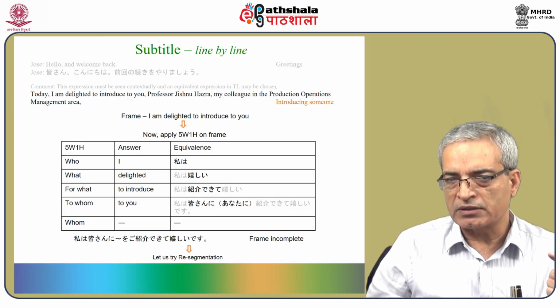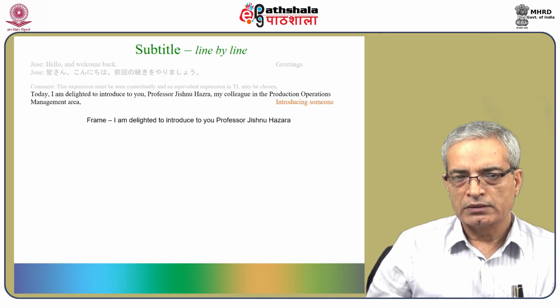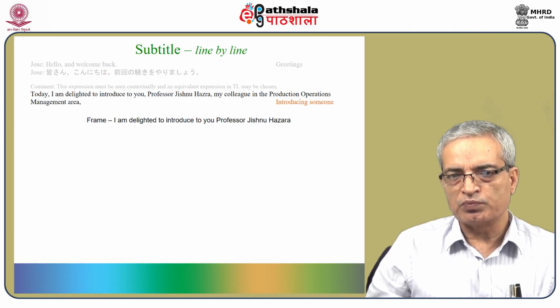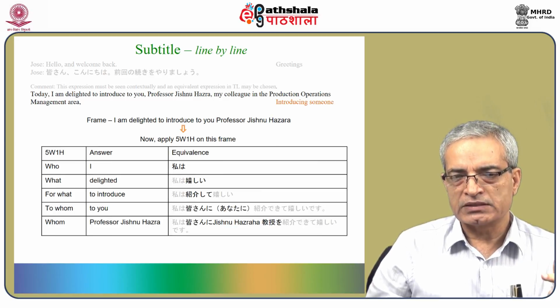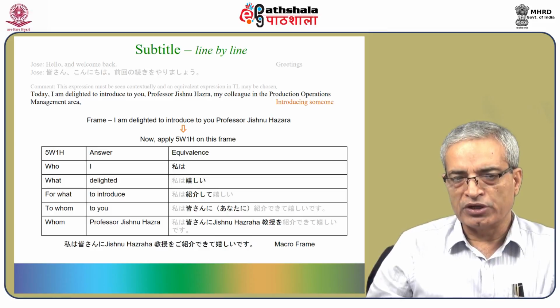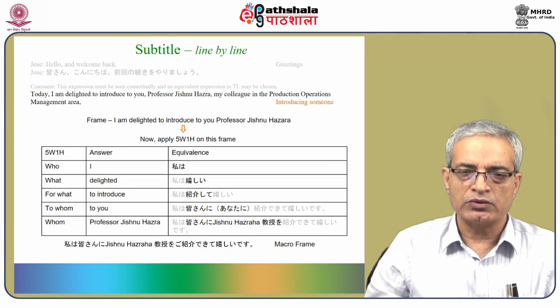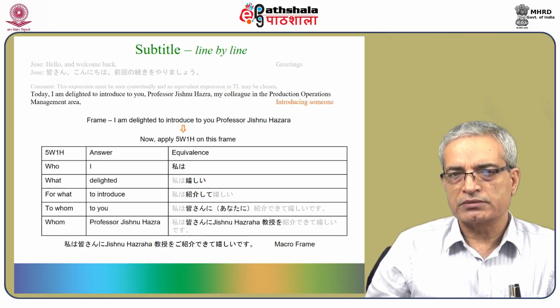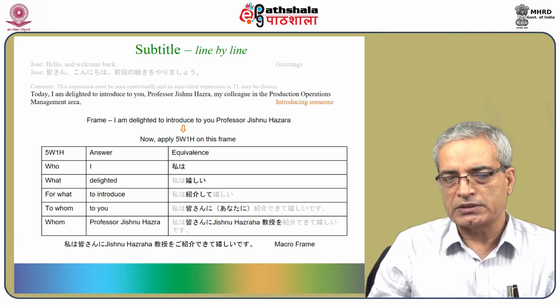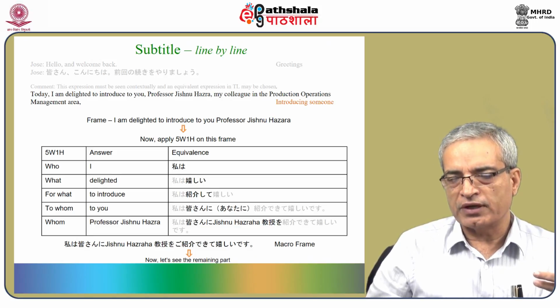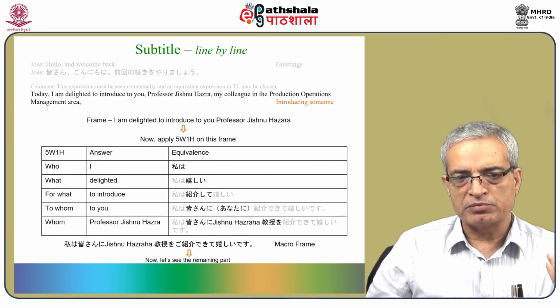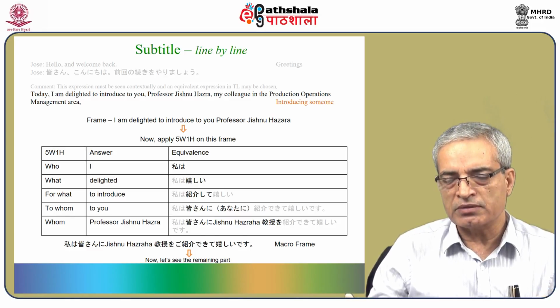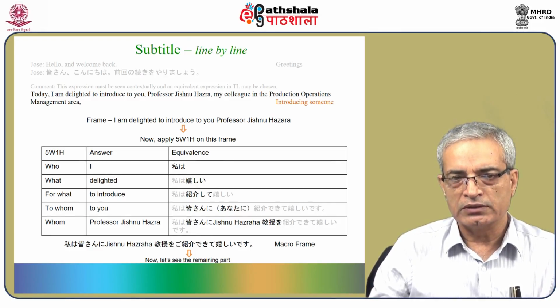Let's see, can we fill something here and get the full frame? Now I am saying, I am delighted to introduce to you Professor Jishnu Hazra. Now again apply 5W1H and see, you get all the equivalents now. These are the equivalents coming in the same manner, and let's see the complete combination. Watashi wa minasan ni Jishnu Hazra kyoju o go shokai dekite ureshii desu. This makes sense both in English as well as in Japanese. This is an example of how to capture a frame. You may capture the frame in the beginning, which may not be very accurate, so some hit and trial is required to come to the correct frame.